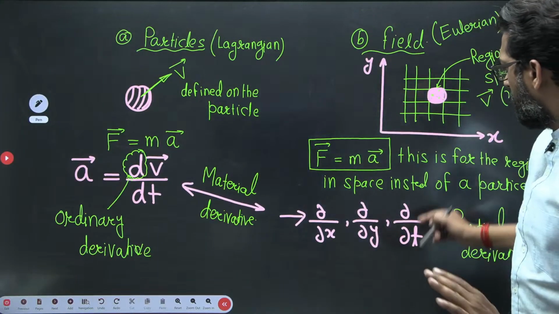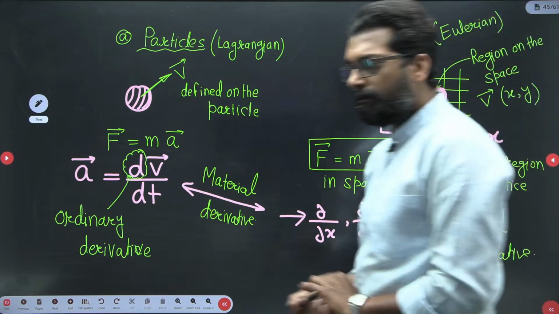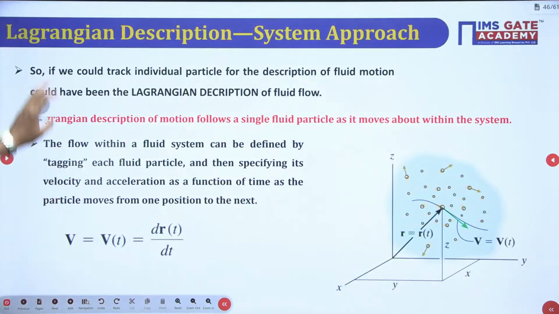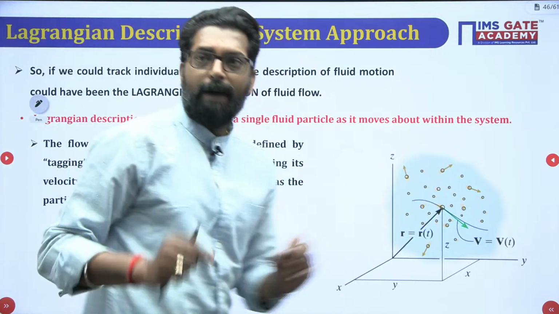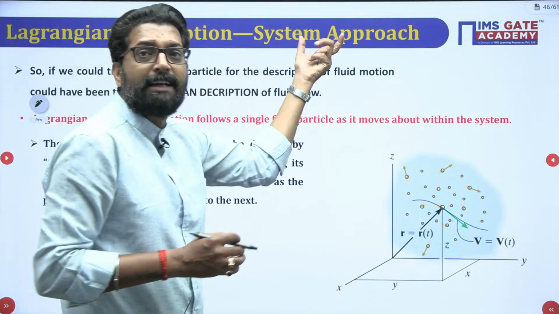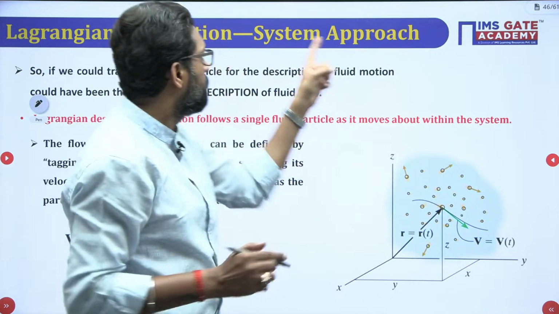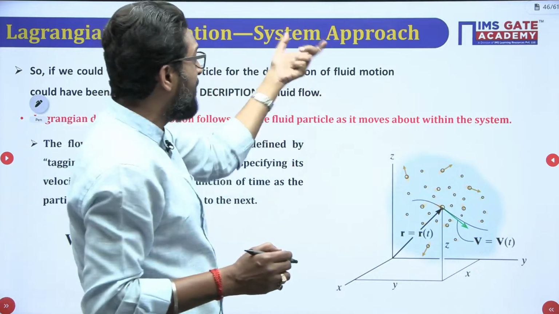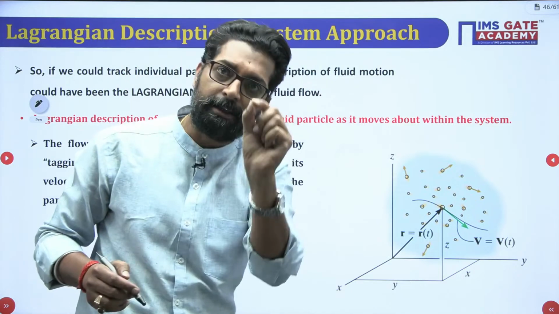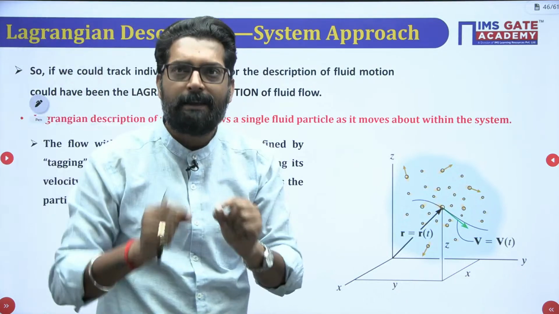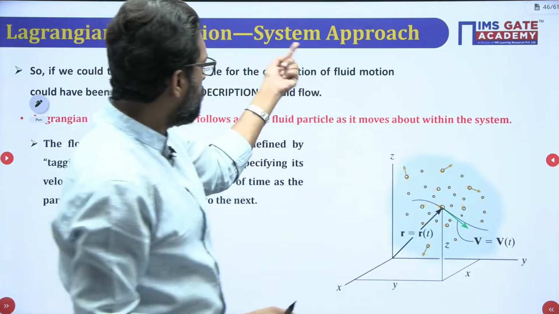So my dear, there are two perspectives. One is your Lagrangian description. In the Lagrangian description, this is your system approach. So Lagrangian is the system, that means a fixed mass. That means you identify a particle and that particle is fixed, and you go along with the particles, tracking the path and the properties. So this is a system approach.